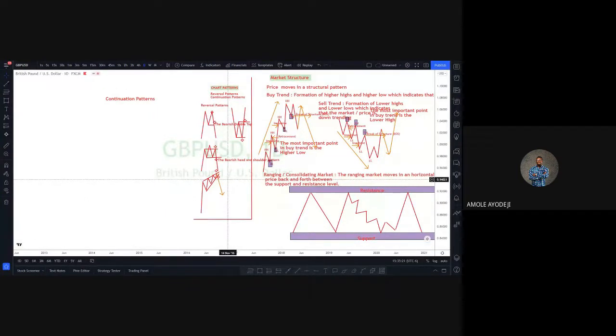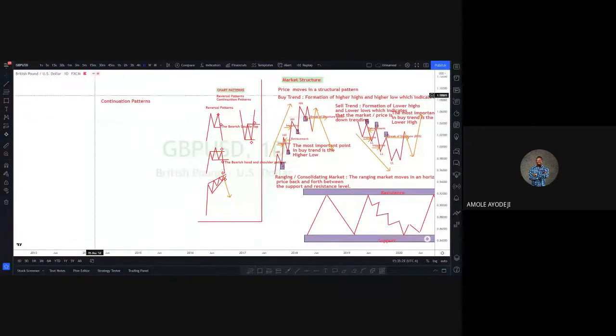Let me start with the bullish flag pattern. For some of you who are conversant with it, you should know this. So this guy bought, and all of a sudden we are seeing a kind of downward movement. And then it continues to buy.